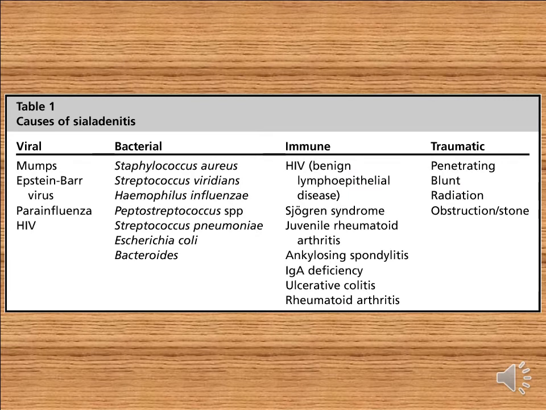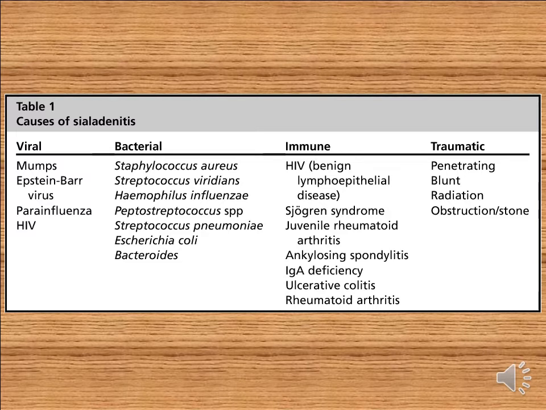The causes of adenitis are divided into infection, inflammation, or traumatic. There are viral infections and bacterial infections. Viral infections include mumps, Epstein-Barr virus, parainfluenza, and HIV. Bacterial infections include Staphylococcus aureus, Streptococcus viridans, Haemophilus influenzae, Streptococcus pyogenes, Streptococcus pneumoniae, Escherichia coli, and Bacteroides.